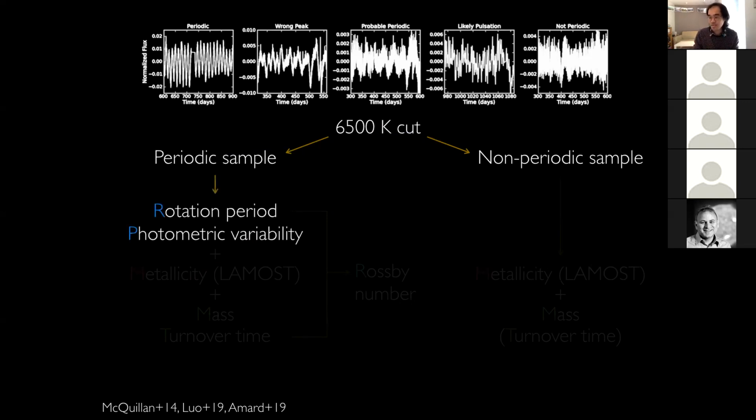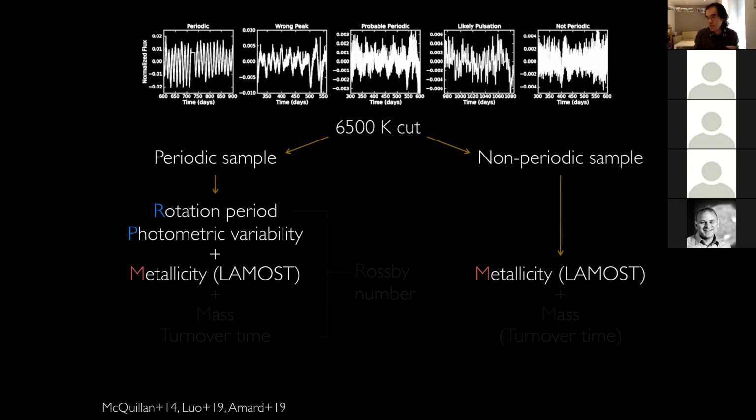In the periodic sample, all of the stars have a rotation period by definition, but these authors also measured their photometric variability over rotation period timescales. This is going to be our activity proxy, with the idea being that the more magnetically active stars should have larger variability because they'll have either more or larger magnetic features, such as spots, to induce larger variability in their light curves.